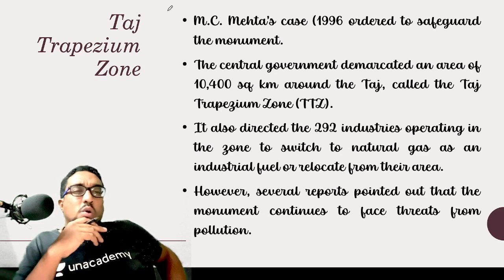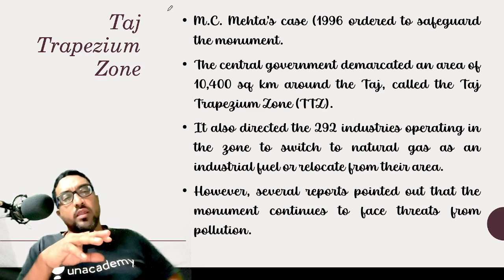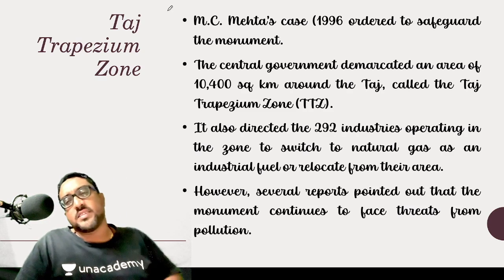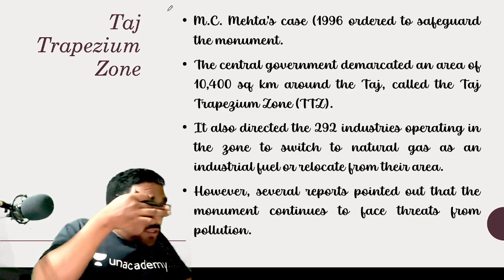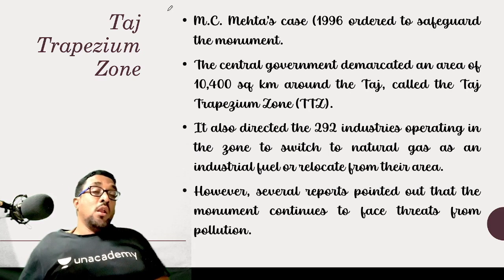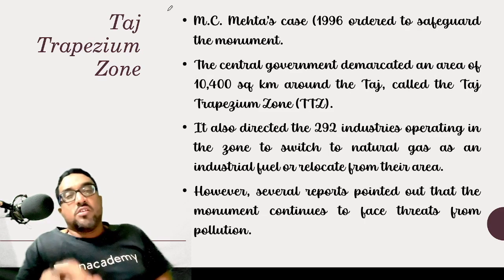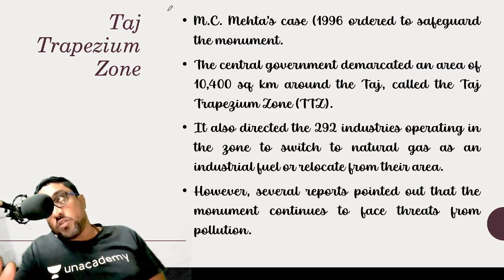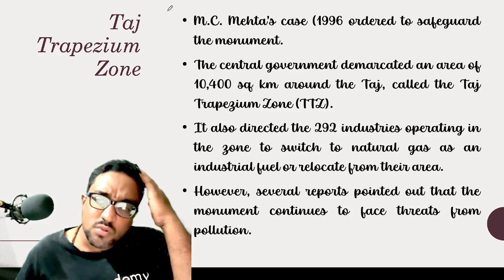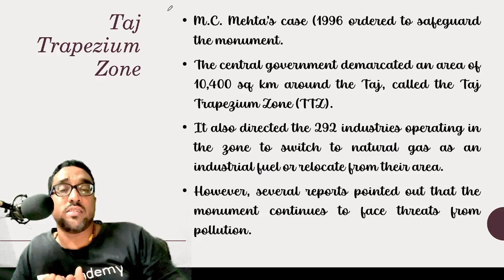Few years back, Taj Mahal was very popular due to one of the projects taken up by the government of UP called the Taj Trapezium Zone. A case was also fought, MC Mehta's case in 1996, where the Supreme Court specifically gave orders to the government of UP and the government of India to safeguard Taj Mahal at any cost. The central government demarcated an area of approximately 10,400 square kilometers in and around Taj Mahal called the Taj Trapezium Zone. It also directed approximately 292 industries operating in the zone to switch to natural gas and industrial fuel.